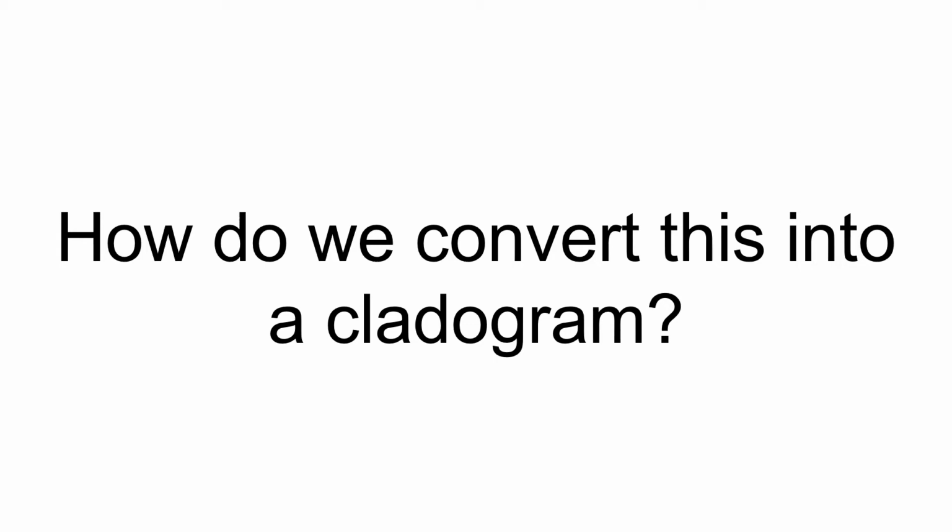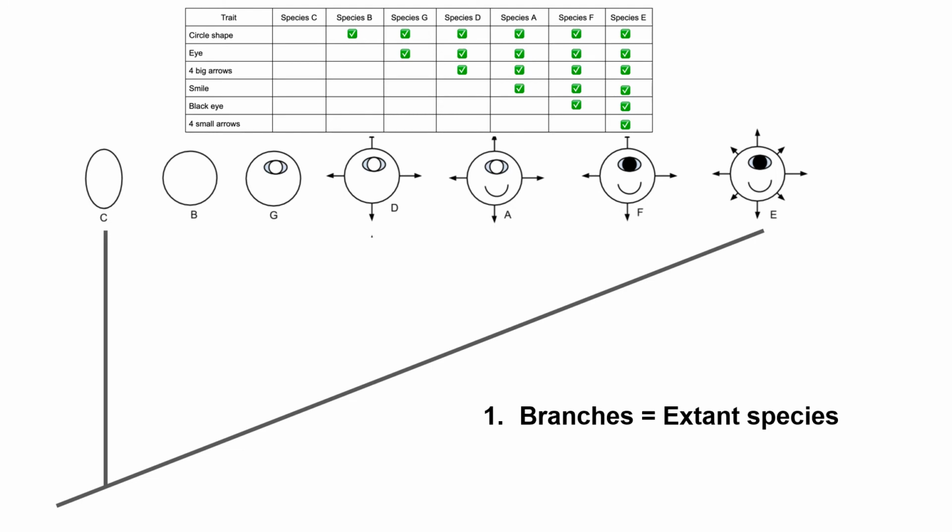So how does this get converted into a cladogram? What is a cladogram? Well, cladograms look like this. We have a line that's going to go from the lower left up to the upper right, and these branches are going to lead to what are called the extant species. This is not extinct. It's actually the exact opposite of extinct, meaning they are the ones that are alive. So extant species are the ones that are alive and they are not extinct.